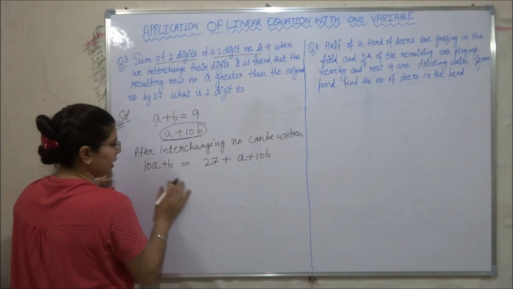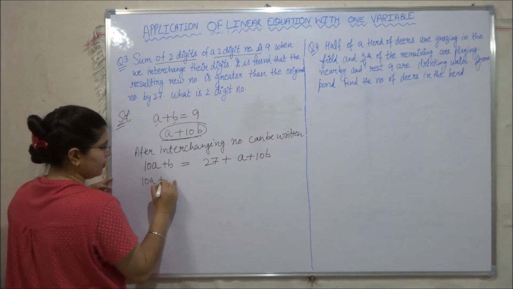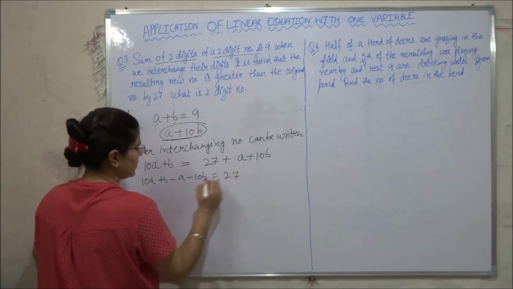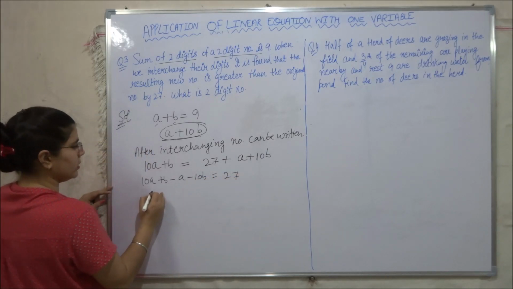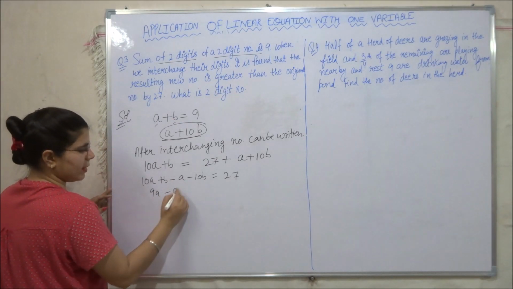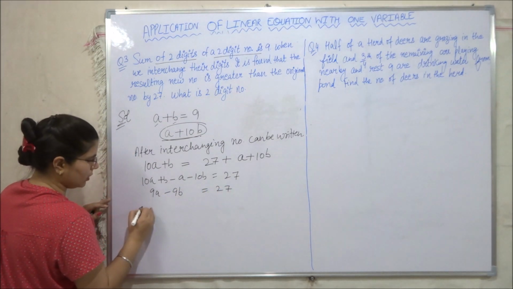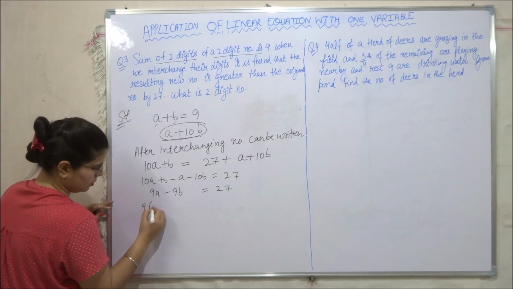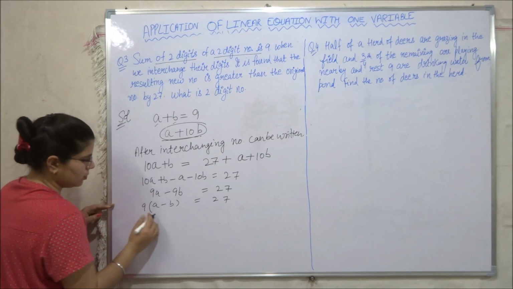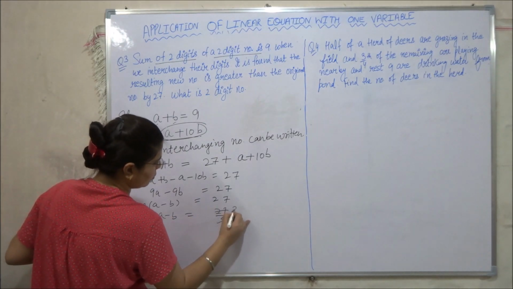Now we will take the like terms on the left hand side. So 10a plus b minus a minus 10b, that will be equal to 27. Now that will be 9a, plus b minus 10b, that will be minus 9b. This is equal to 27. Now taking common 9, a minus b, that will be equal to 27. So a minus b will be equal to 27 by 9, that will be equal to 3.